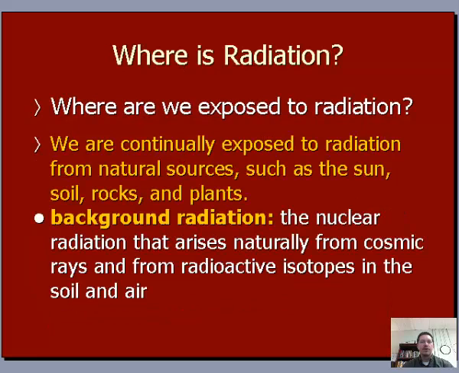So starting by looking at the first question, where are we exposed to radiation? We're continually exposed to radiation from natural sources like the sun, but also from soil, rocks, and plants. We do get something called background radiation. We define that as the nuclear radiation that arises naturally from cosmic rays and from radioactive isotopes in soil and air.